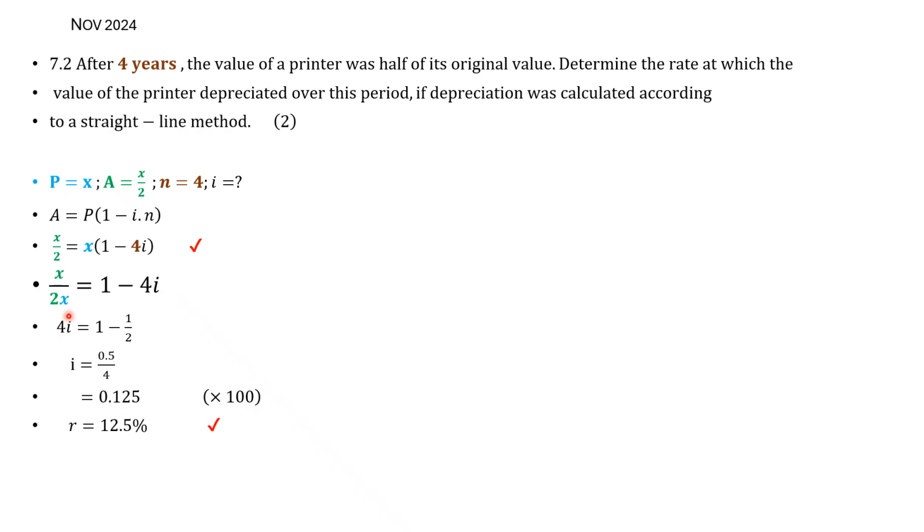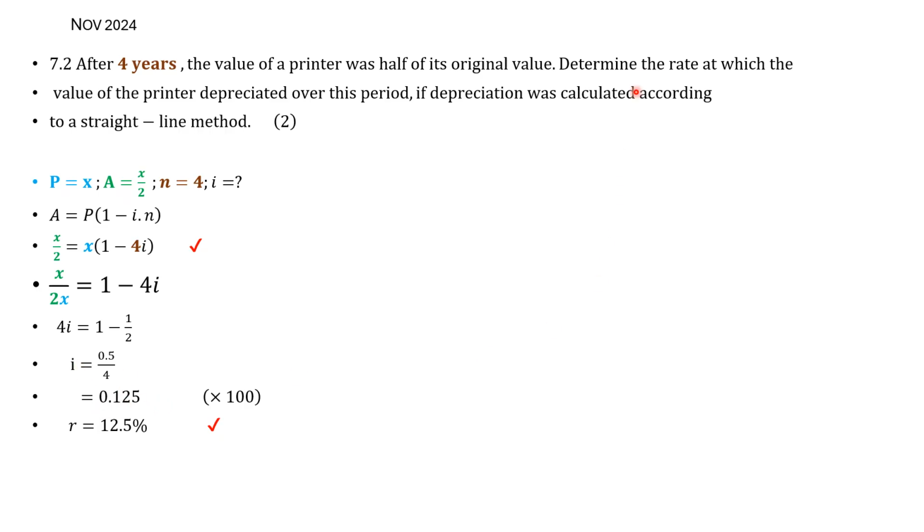x and x cancel there, so I'm left with half. If I take that across, it becomes 1 minus half. 1 minus half is half, so instead of writing half, I wrote 0.5. And there we always divide by whatever is in front of the variable, the coefficient. My coefficient is 4, so with 4i, I divide by 4 to get i. What I do to one side, I must do to the other side. So 0.5 or half divided by 4 gives me 0.125.